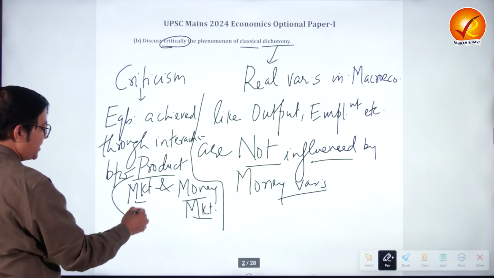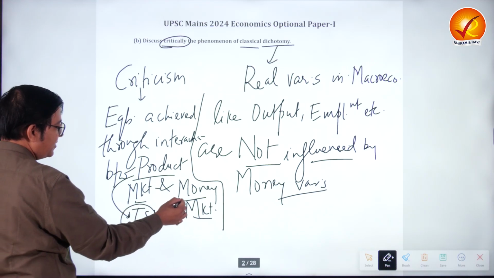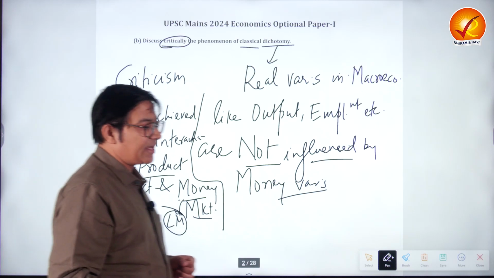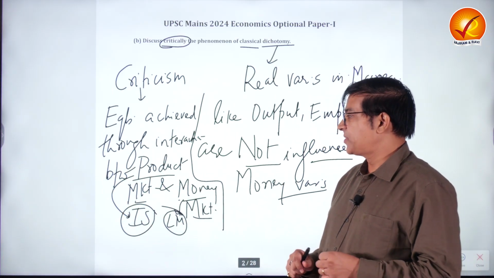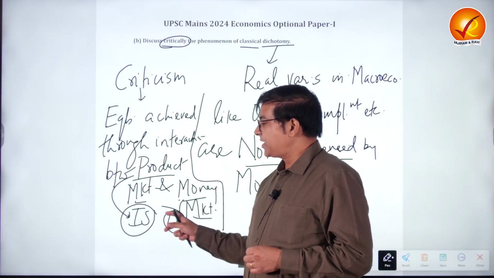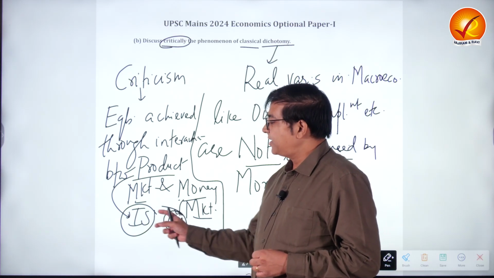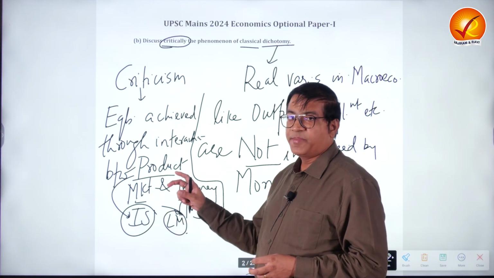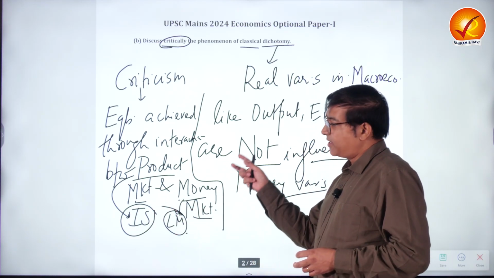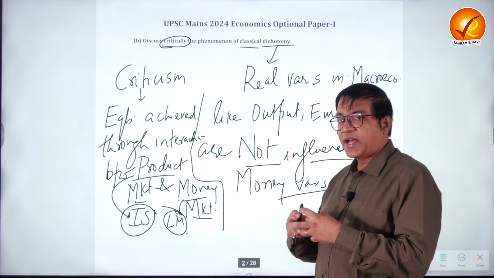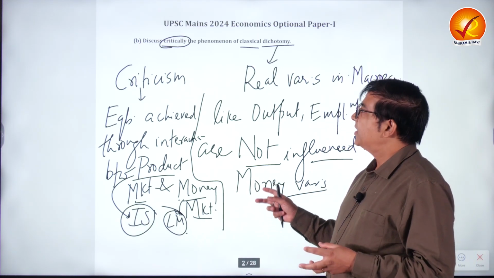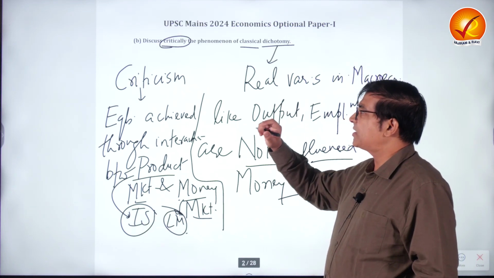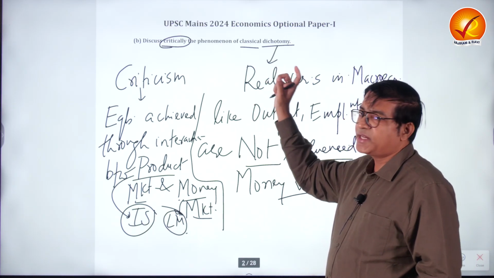Basically, the product market is given by the IS, the money market by the LM. I'm sure all of you have done ISLM, those who are appearing for economics optional, and you see that in Keynesian economics, it is the ISLM interaction which is giving the equilibrium or determining the real variables also. So there is no dichotomy between them. I think even if you write it briefly, it's okay. Because of the word limitation, you can't do a lot, because you have to do three things here.